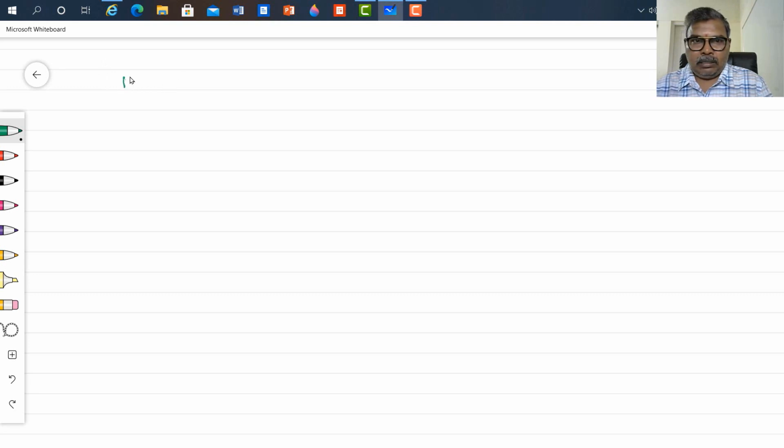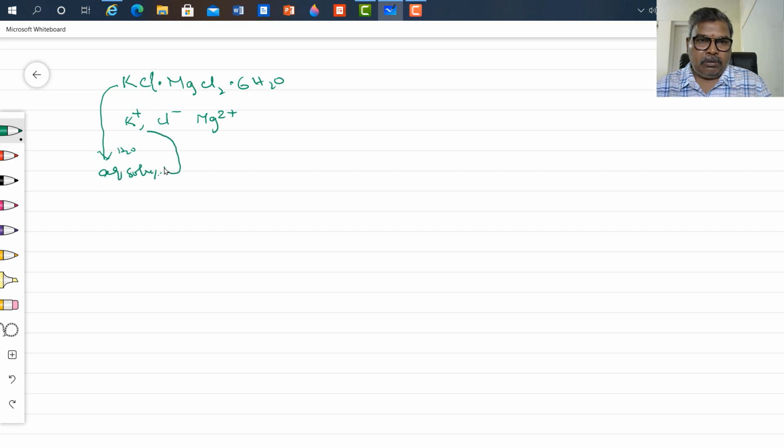100 years back, if you see a double salt like KCl, MgCl2, 6H2O, this compound gives identification tests for K plus ion, Cl minus ion, and Mg2 plus ions. So that means if carnallite is dissolved in water, the aqueous solution responds to the identification tests for K plus, Cl minus, and Mg2 plus.